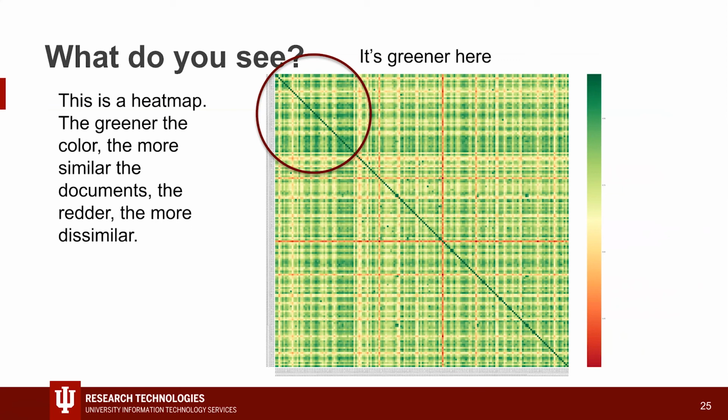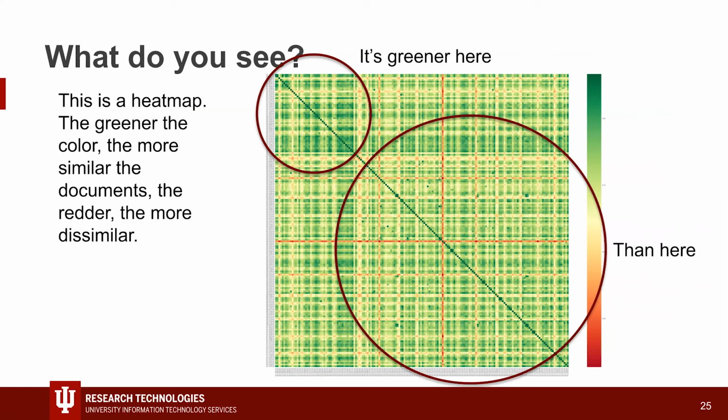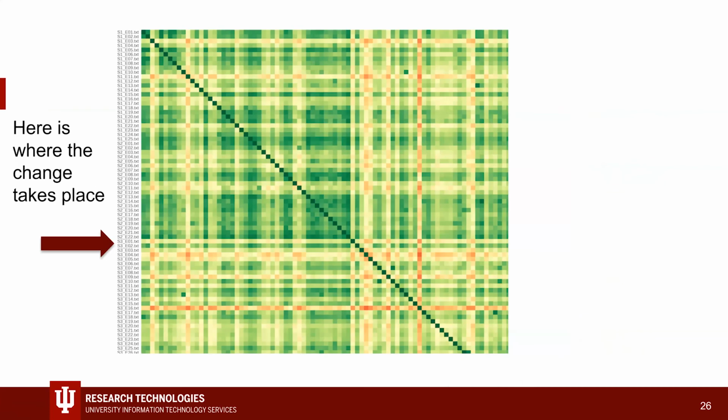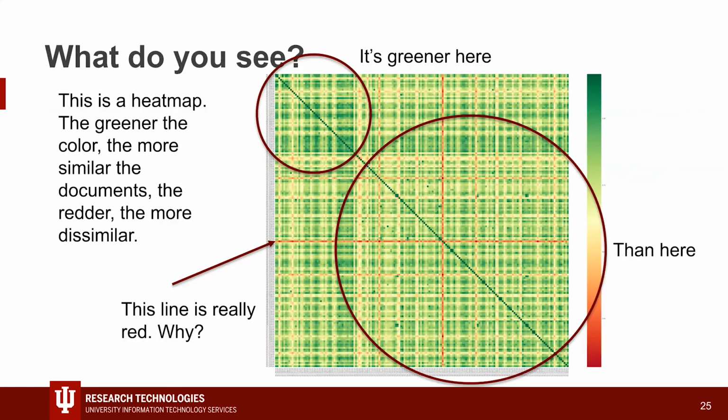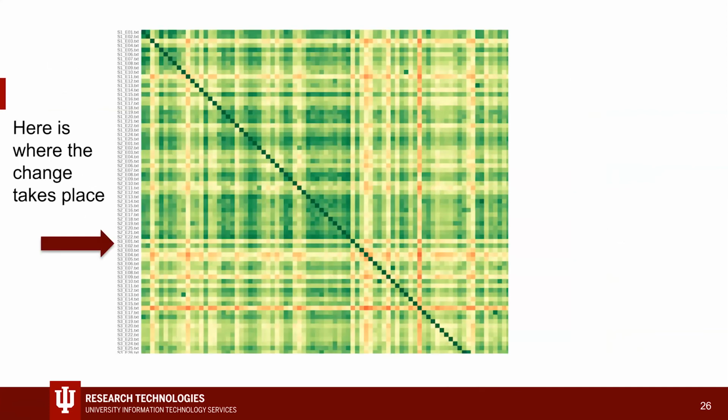But you just notice those patterns, and you kind of wonder why is it greener here than over here, right? And then, what is this? Oh, go back up. This line is really red, more red than the others. Why? So just that initial snapshot already tells us something about our collection, right? So right here, if you notice, is where that change takes place. I've zoomed in, and I notice it's right at season 3, episode 1.